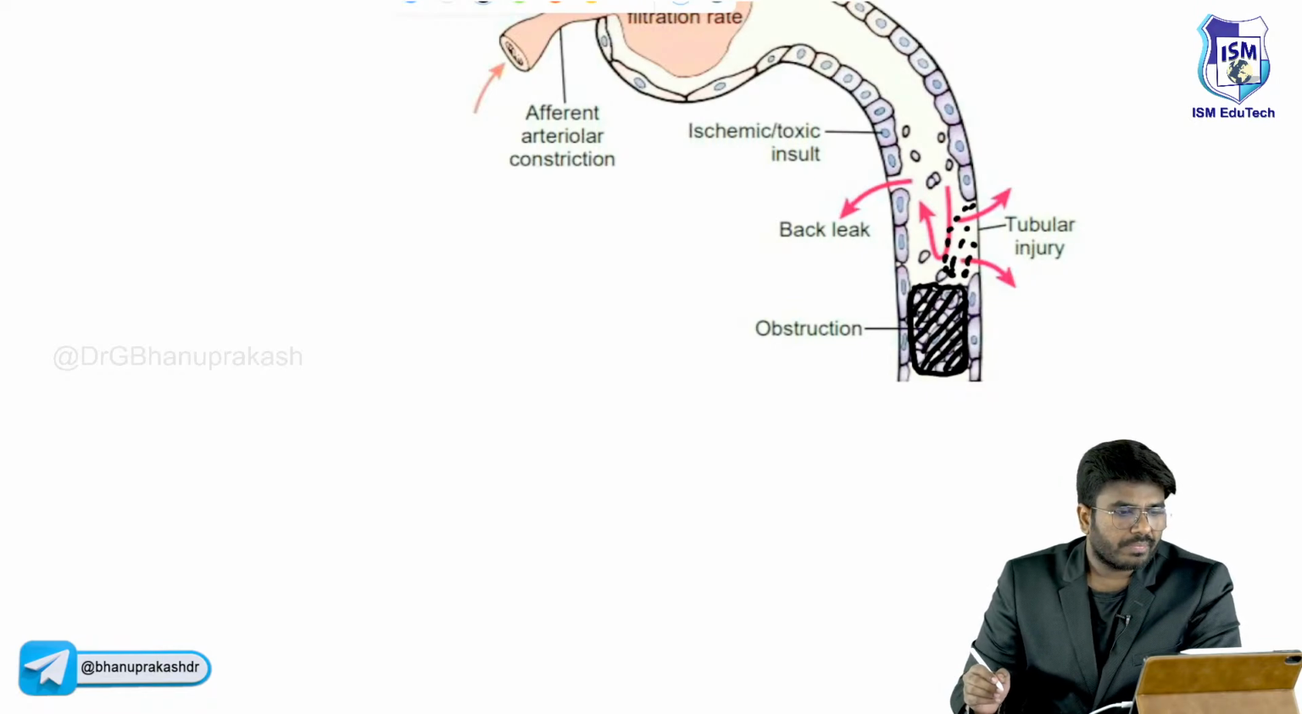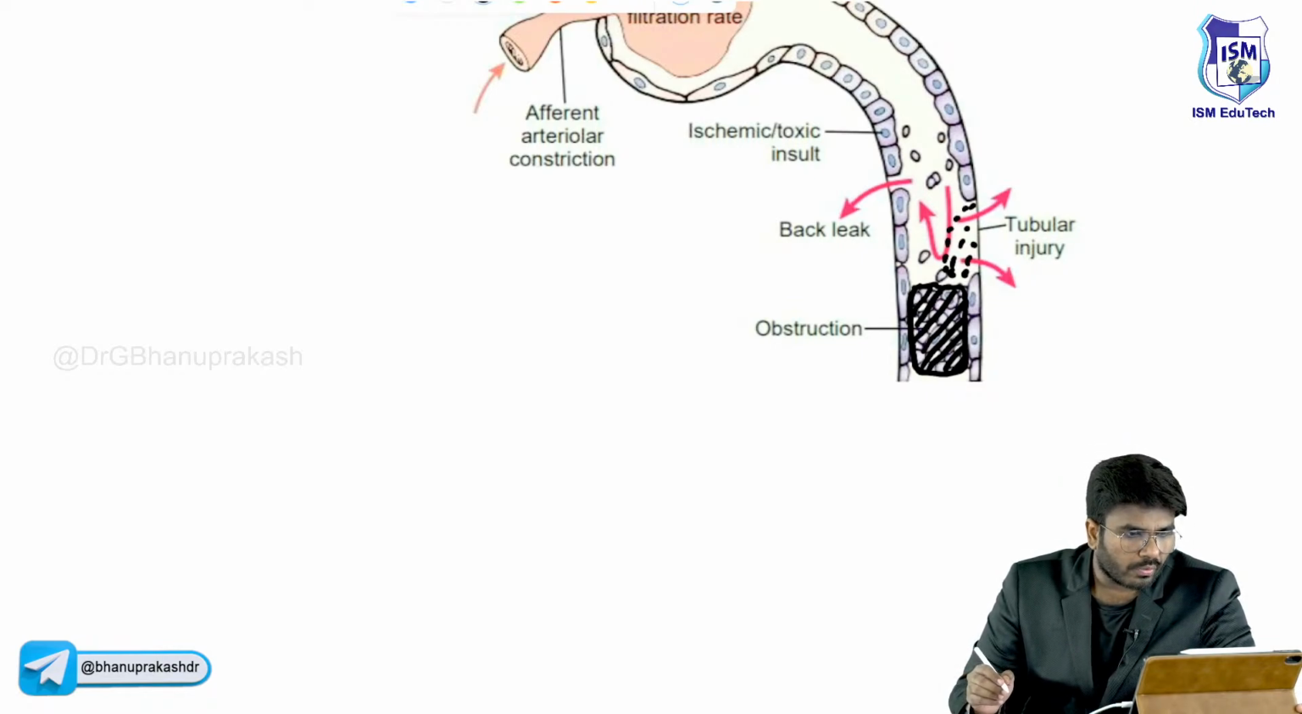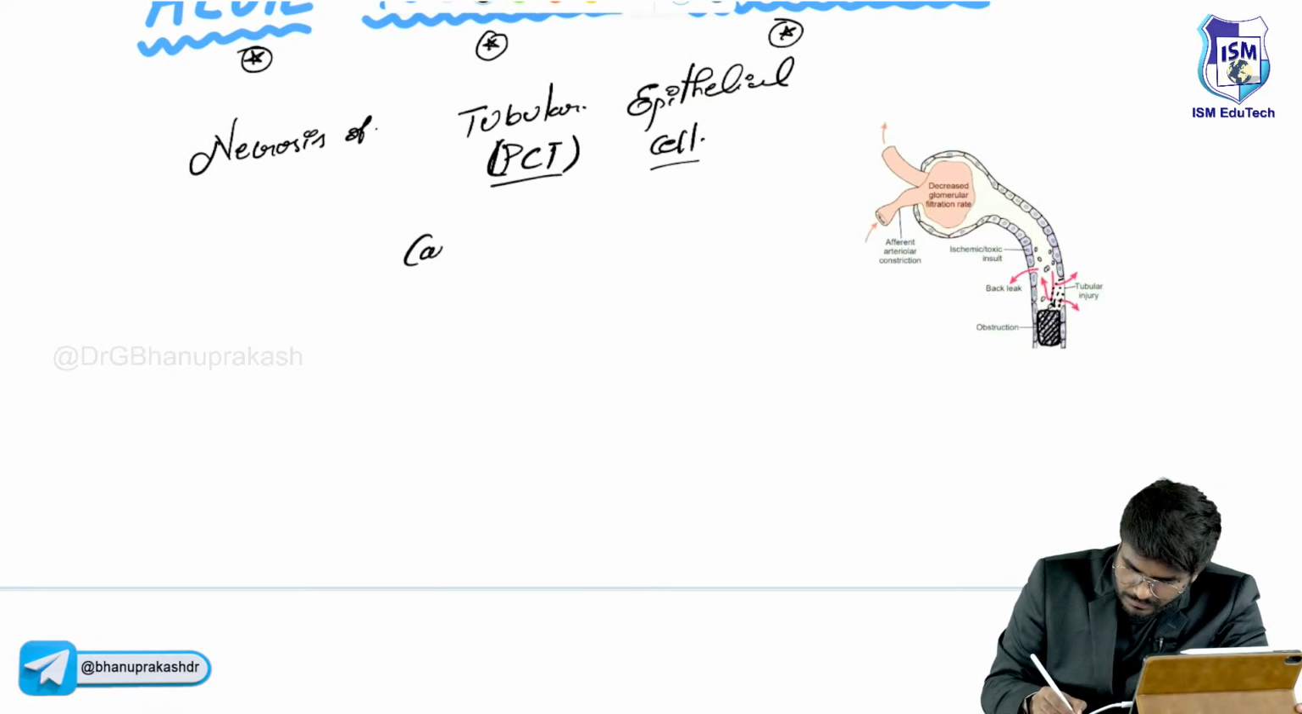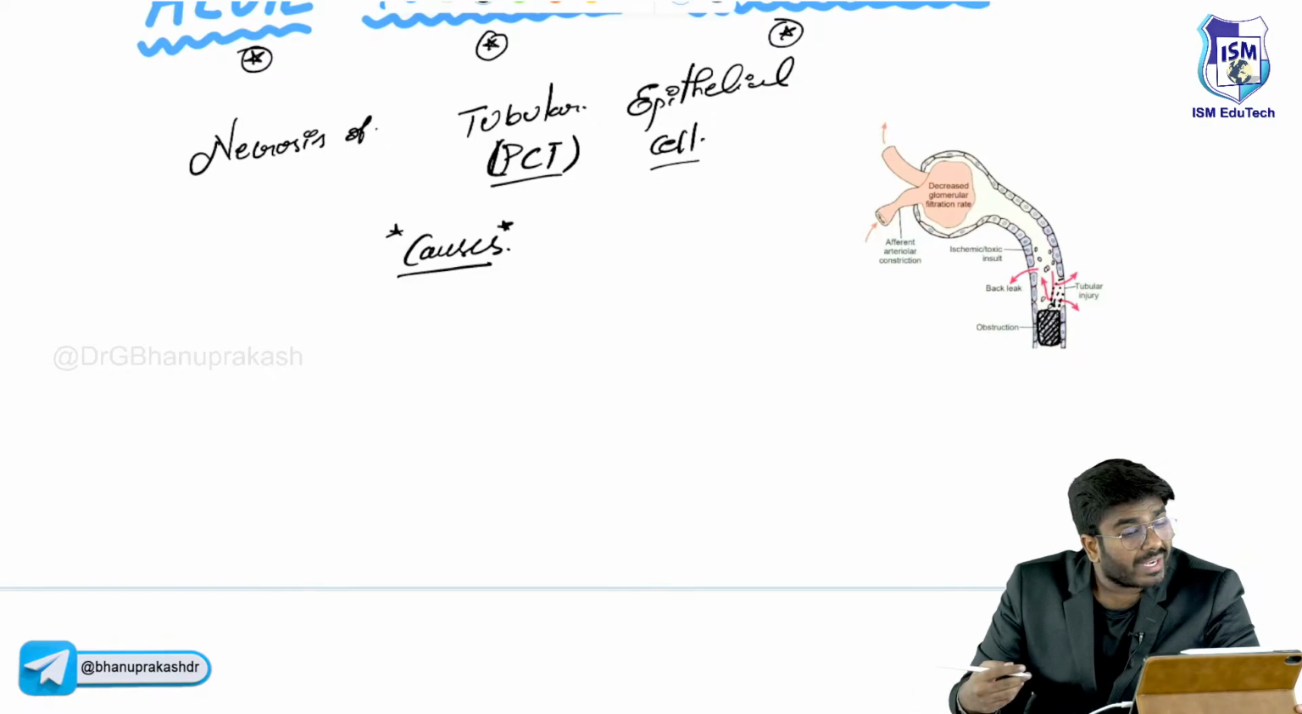Now the important points I want you to know regarding acute tubular necrosis. What are the causes of this tubular necrosis? One by one, the causes. What do you think, guys? How many types of causes are there? There are 2 types of causes. One minute, guys.